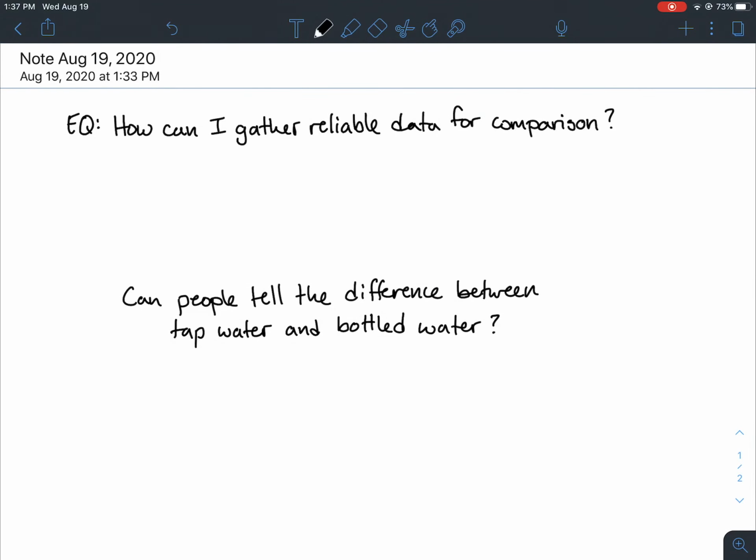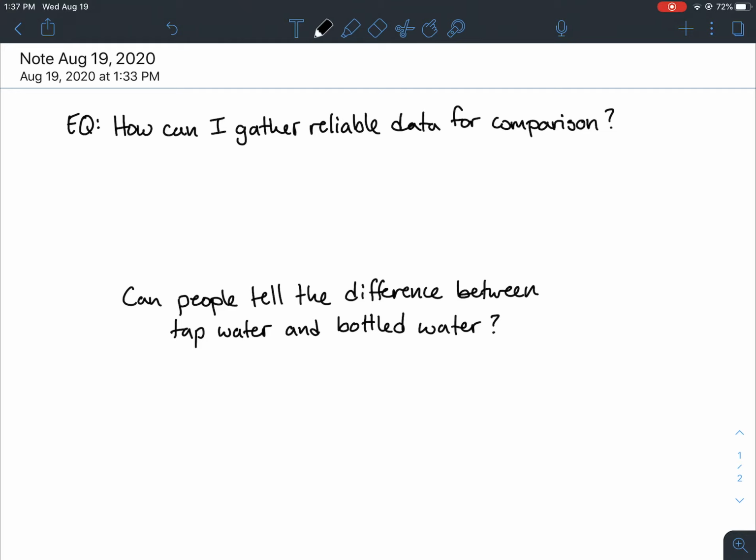Hello. So today we're going to answer the question, how can I gather reliable data for comparison? Before, we were talking about gathering data using surveys and taking a sample size out of a population and just asking them questions and figuring out what it is they think or what it is we're measuring, whether it might be, like I said, heights, weights, something like that. That's easy for us to gather.